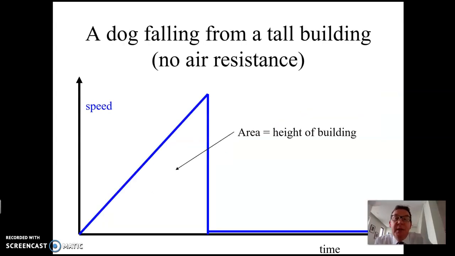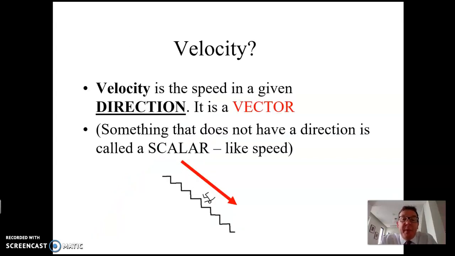Here's an example. So a dog falling from a tall building. We're assuming there's no air resistance. So the dog just gets faster and faster and faster. In fact, every second speed increases by 10 meters per second. That's the acceleration due to gravity. So the area under this graph, obviously when the dog hits the ground, its speed goes to 0. The area under this graph is the distance travelled by the dog, which of course in this case is the height of the building.